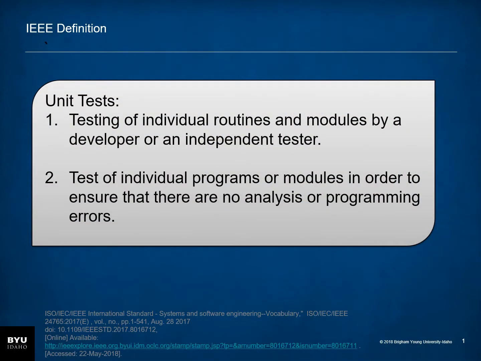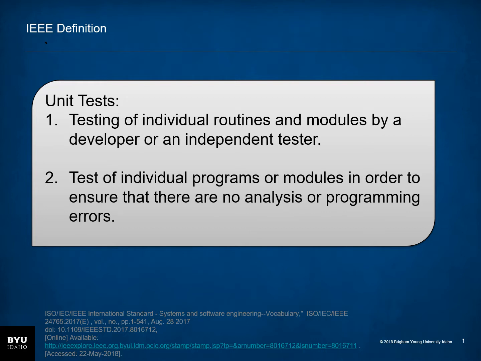So what is a unit test? The IEEE Systems and Software Engineering vocabulary defines a unit test as the testing of individual routines and modules by a developer or an independent tester, and also the test of individual programs or modules in order to ensure that there's no analysis or programming errors. You can think of a unit test as the basic most level of testing in a software application.